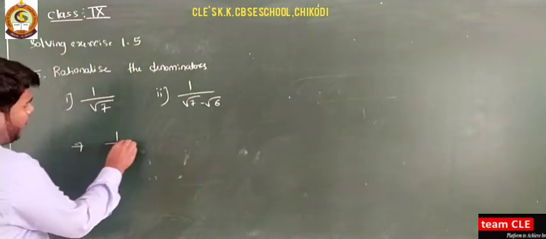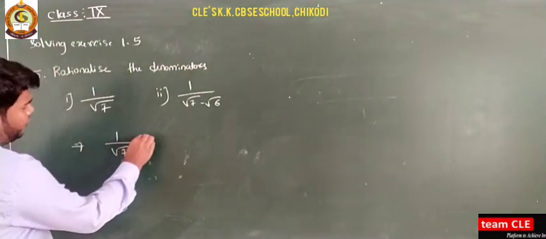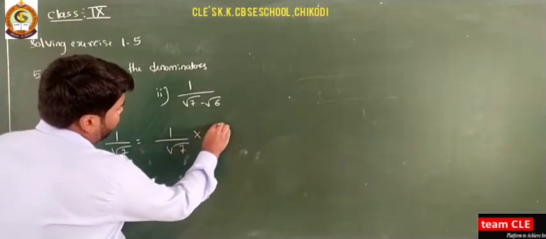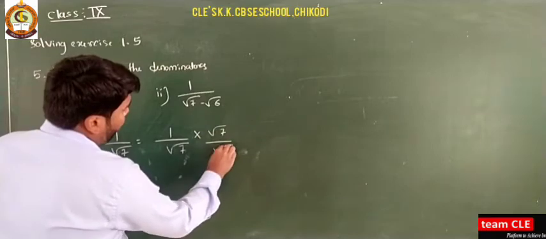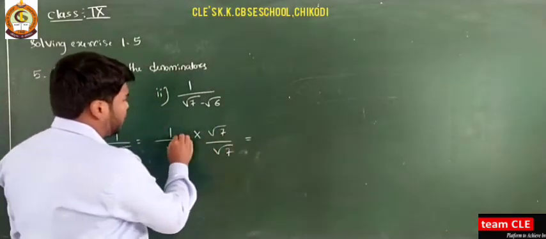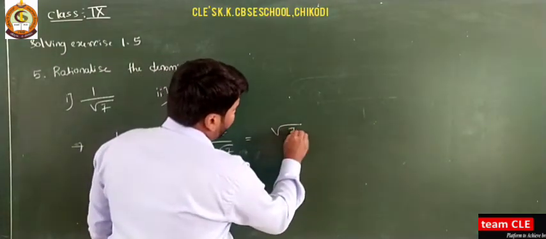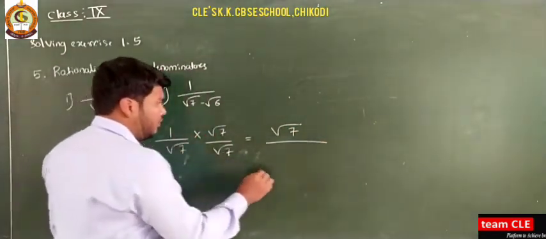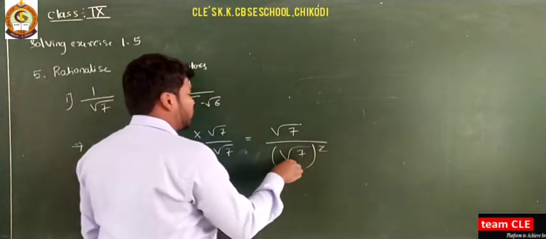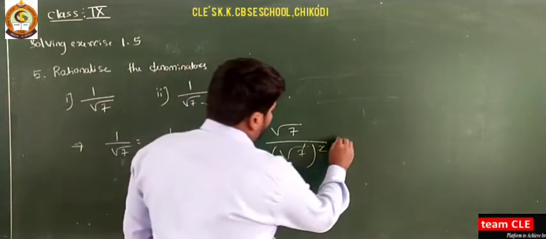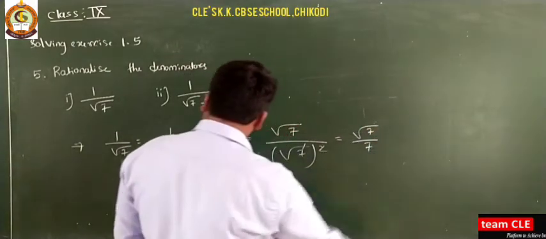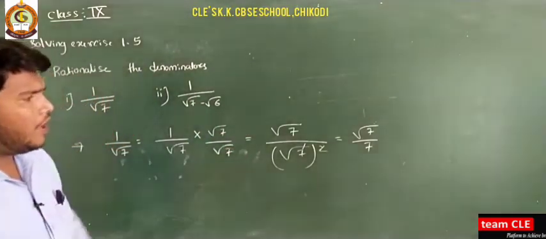So this is 1 by root 7, and I want to rationalize this. So 1 divided by root 7, I multiply root 7 into root 7 on numerator and denominator both sides. So root 7 into 1, you will get root 7, and root 7 into root 7, you will get root 7 whole square. So the square and root get cancelled. So what will remain? Remaining is root 7 by 7. Again, root 7 by 7.